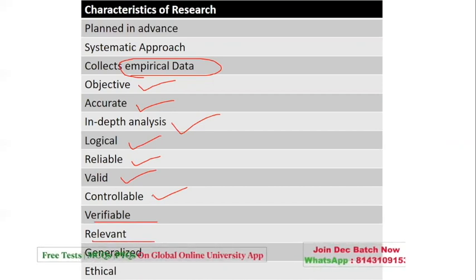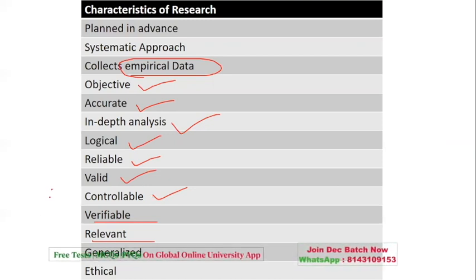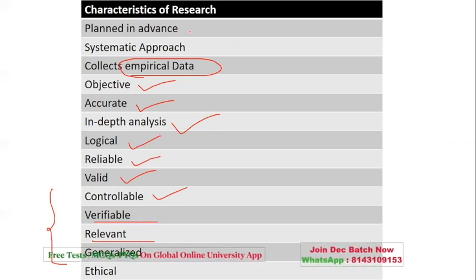So when we are talking about reliability and validity, all this gives importance to the research and makes research more valid. These are all the examples of characteristics of research. This also comes in the form of questions, but these questions are asked in a different form, so you have to be careful with that. Okay.